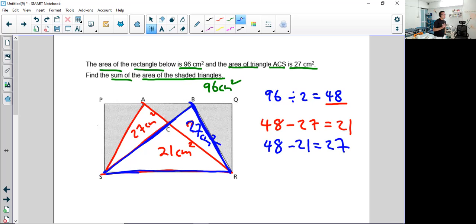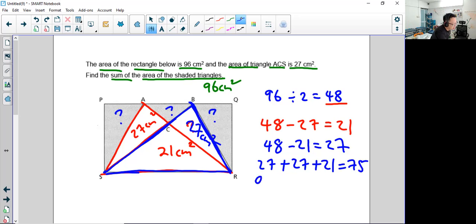All right, so how do I find the area of all these shaded triangles? I add up all the unshaded, which is 27 plus 27 plus 21, and I get 75 centimeters square, which is the total unshaded. Then I take the total area, which is the rectangle area, and I minus 75, and what do I get? 96 minus 75, I get 21.